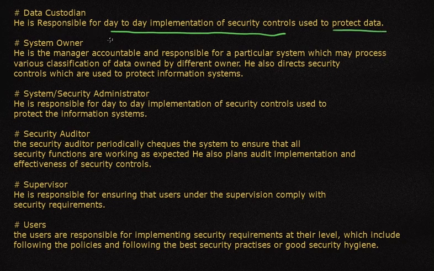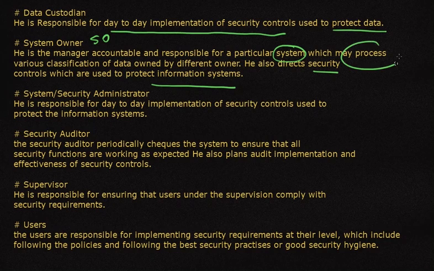Next we will move on to the system owner, SO. The SO is a manager accountable and responsible for a particular system, which may process various classifications of data owned by different owners. He directs security controls which are used to protect the information system. So the main role of the system owner is that he is accountable and responsible for a particular system which processes the data. Just keep in mind, don't confuse it with other roles given here. The system owner is responsible for the system which processes data.